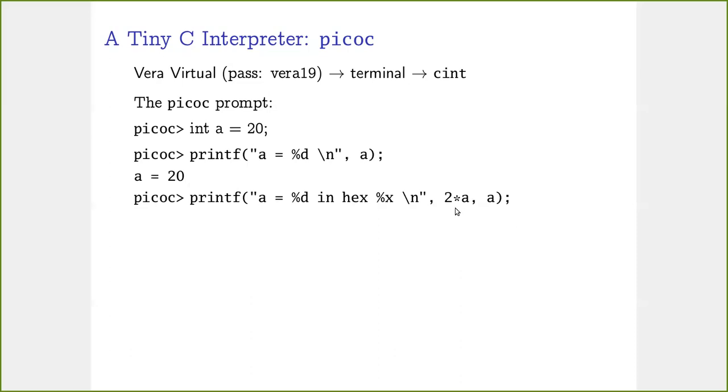A is 20, so this is going to be 40. So this is going to read A equals 40 in hex, sort of misleading here because this is going to be the hexadecimal version of A. Now the hexadecimal version of A means base 16, so there's one 16 in here and 4 left over. So this is going to be 14. Let's see if that's correct. A equals 40 in hex 14, or 14.